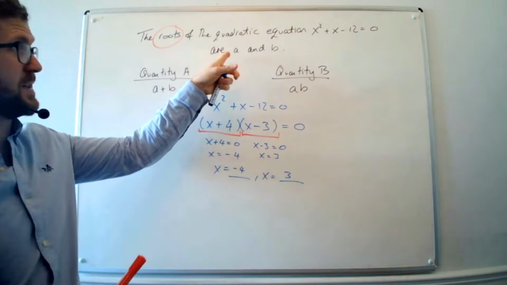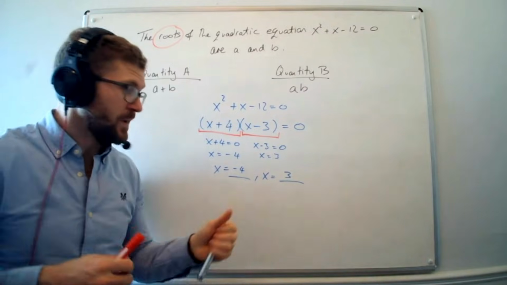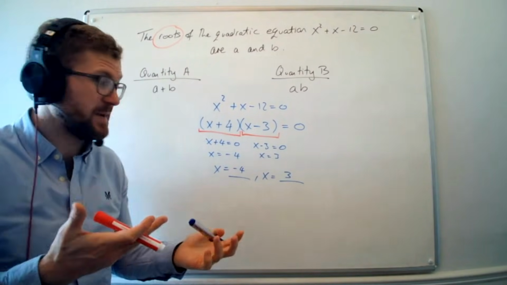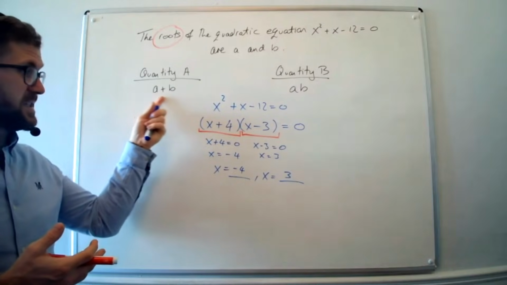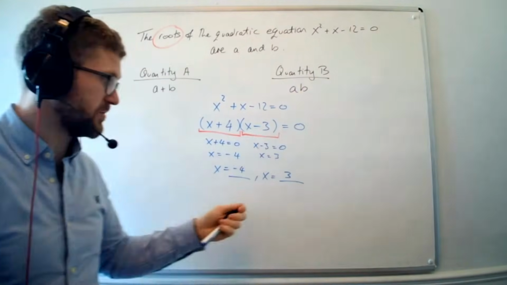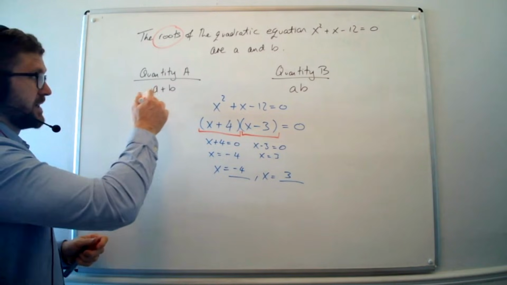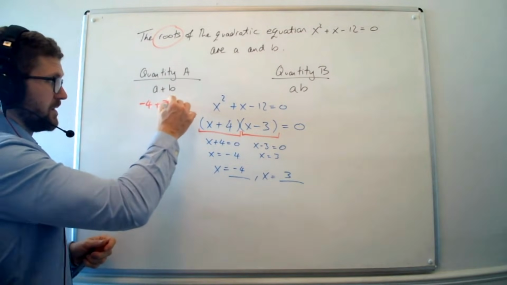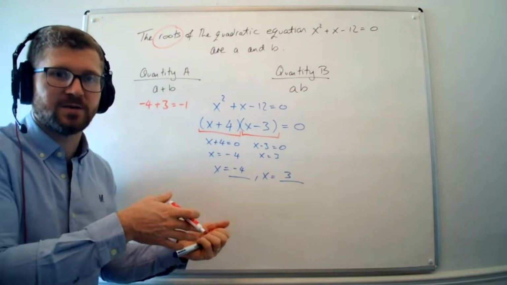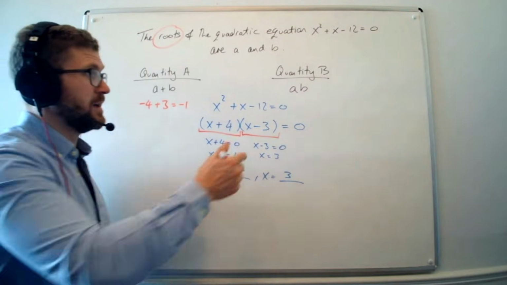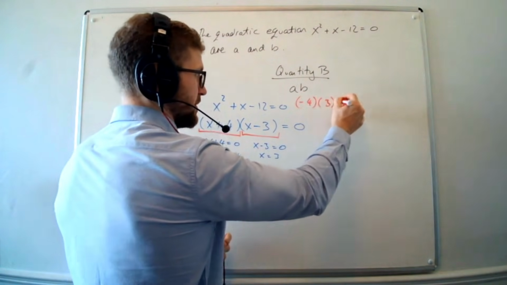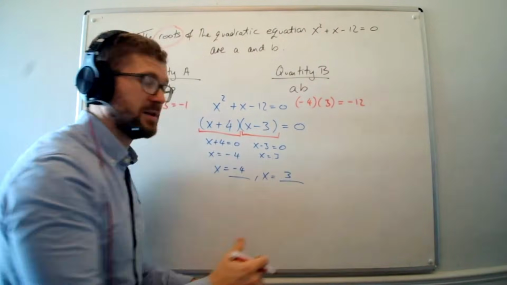Now, I know the question said that these roots are a and b, and I don't know which one's which, but for the purposes of this question, it doesn't really matter. What I've got for quantity A here is the sum of these roots, and for quantity B, I've got the product of these roots. So for quantity A, I could add them, and it doesn't matter what order you do them. Negative 4 plus 3 or 3 take away 4 would both give you negative 1. And over here, I'd have negative 4 multiplied by 3, and so that's going to give me negative 12.